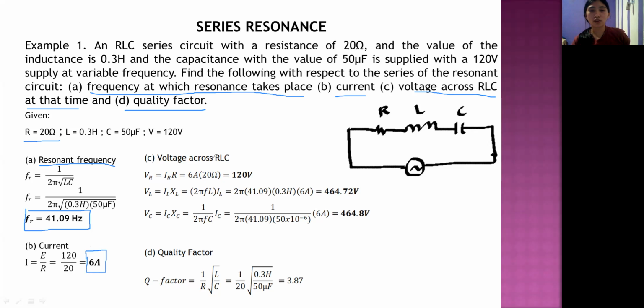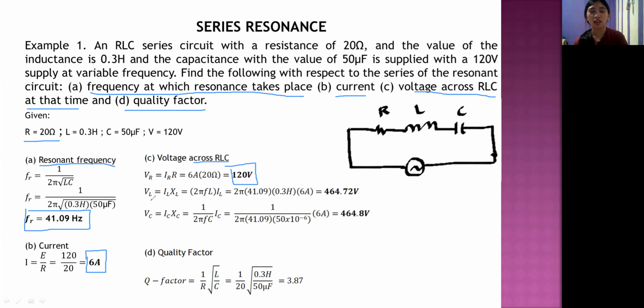Next, the voltage across RLC. I forgot that we already have the value of the voltage if we consider the resistor, because it's the value we used in getting the current. So you simply have 120 volts as the voltage across the resistor.